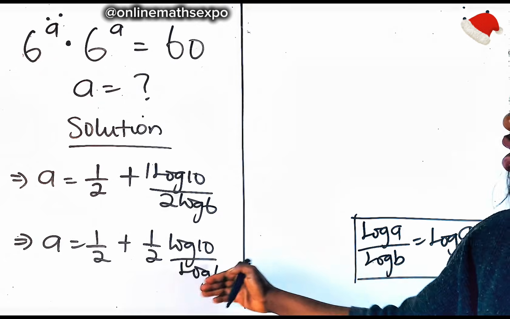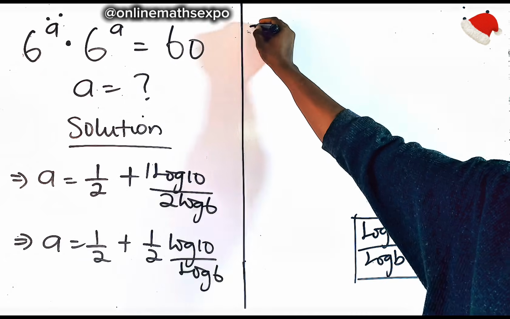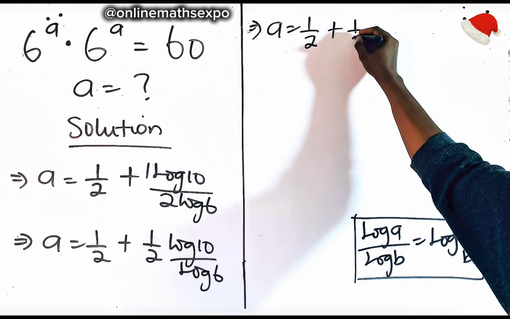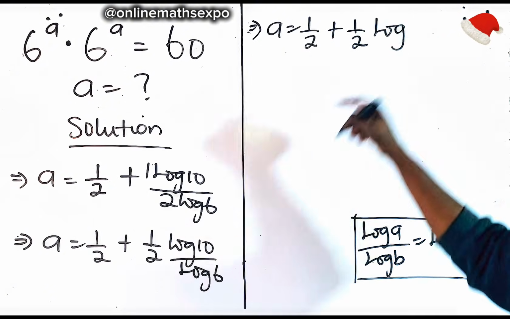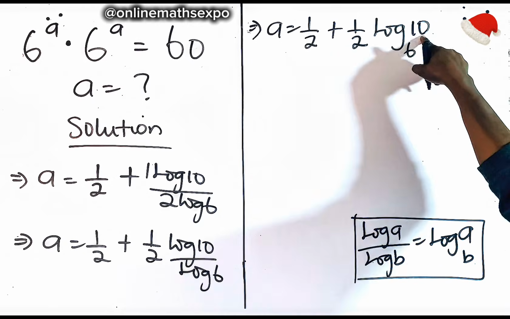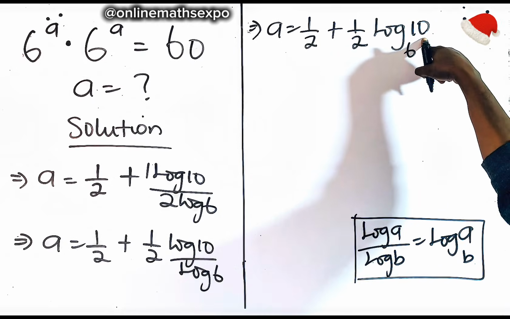So if you apply it on this, we are going to now have A is equal to 1/2 plus 1/2 log. This will give us log 10 base 6. But we cannot leave it this way. We need to still simplify.